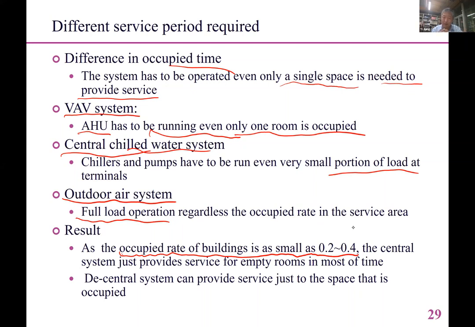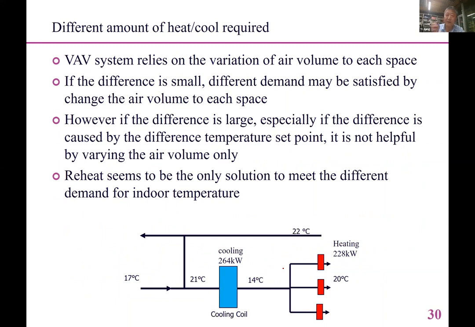Then the central system provides service to empty rooms most of the time. But a decentralized system can provide service just to the space that is occupied and switch off the others. That's much different. Then when the cooling or heating demand is different, what happens?